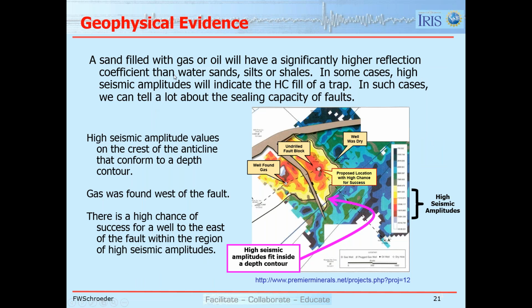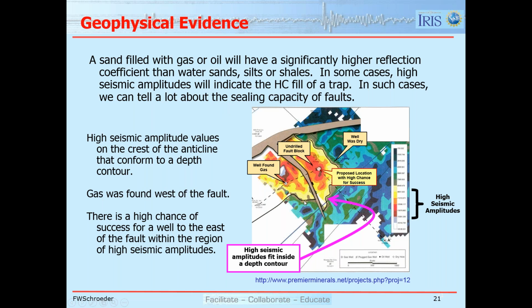We can also look for geophysical evidence for how filled a particular trap is. A sand that has either gas or oil in the pore space will have a significantly higher reflection coefficient than sands with water or silts or shales. And so in a number of cases, we'll see an anomalously high seismic amplitude that tells us what the extent of the hydrocarbon fill within a trap is.